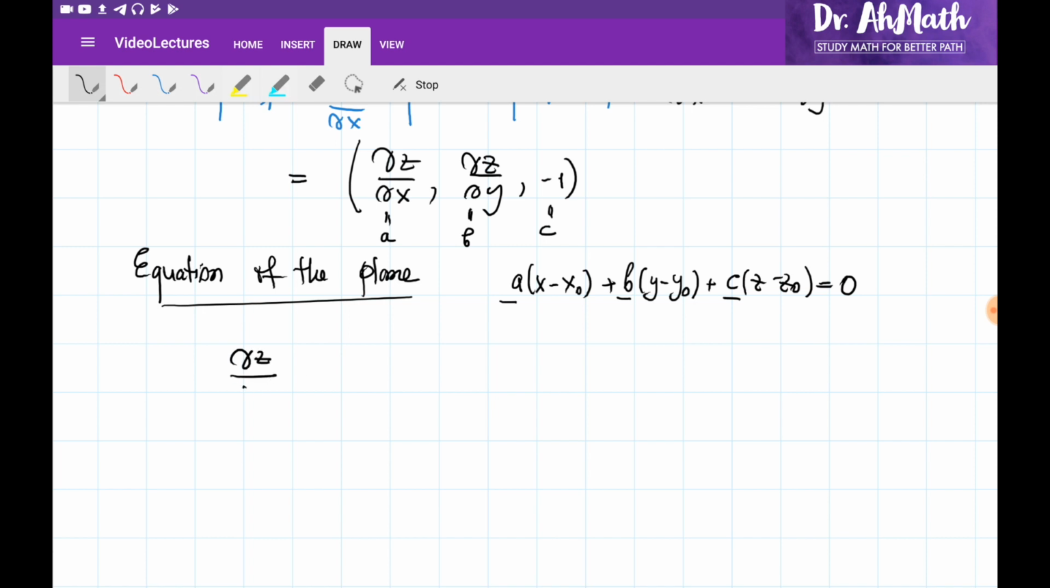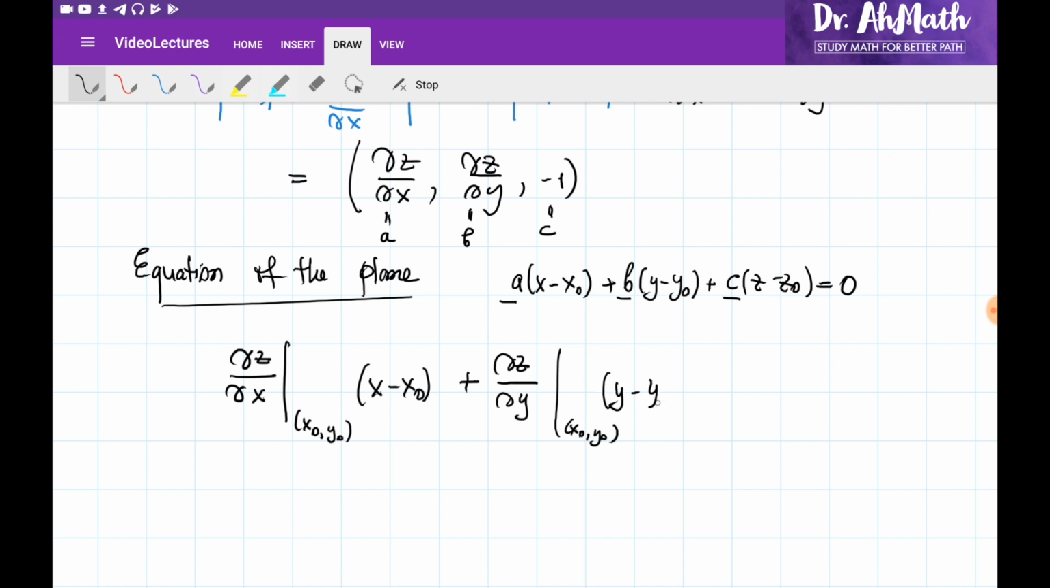The partial derivative of z with respect to x at the point x0, y0, multiplied by x minus x0, plus the partial derivative of z with respect to y at the point x0, y0, multiplied by y minus y0, multiplied by the minus 1, multiplied by z minus z0, so that I can write this as z minus z0 on the right hand side. So this is, again, the tangent plane's equation at the point P0 for the surface z.